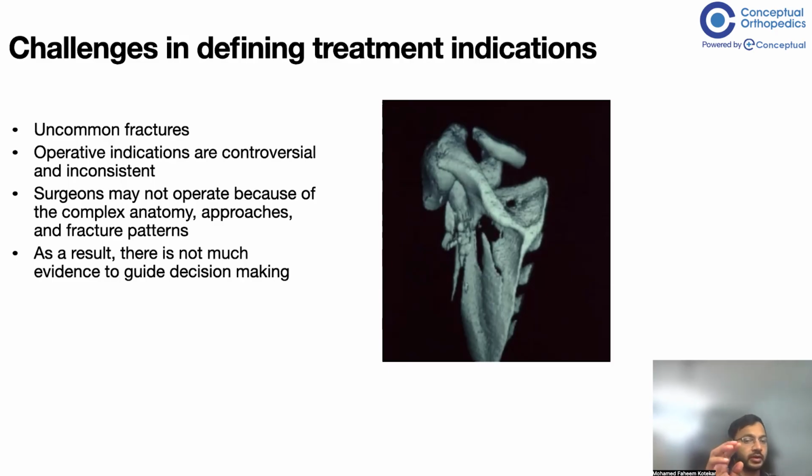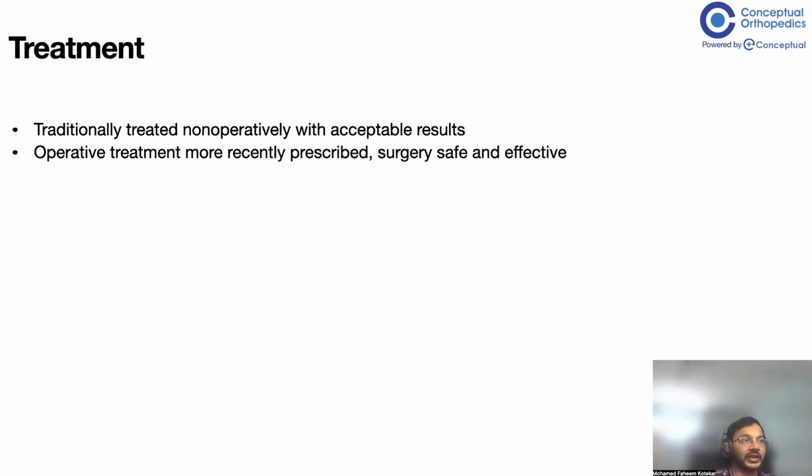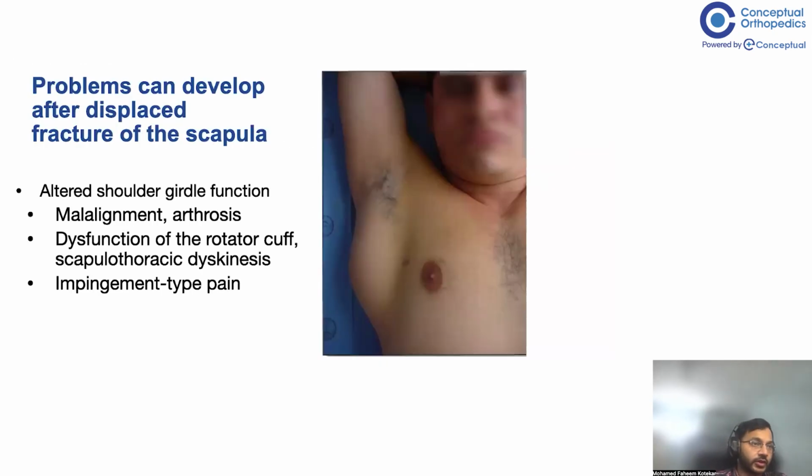So in our operative management, we will only be looking into the pure operative cases, where there is no controversy. Of course, even a body fracture can be operated, but there is no strong evidence towards it. So from now onwards, we are going to talk about the strong evidence pattern only. Scapular fractures were traditionally treated non-operatively with acceptable results, and operative treatment was only more recently prescribed, and it's a safe and effective surgery. There are a few studies which document the advantage of operative treatment in many injuries, especially when they are articular or have one of the specific indications for surgery.